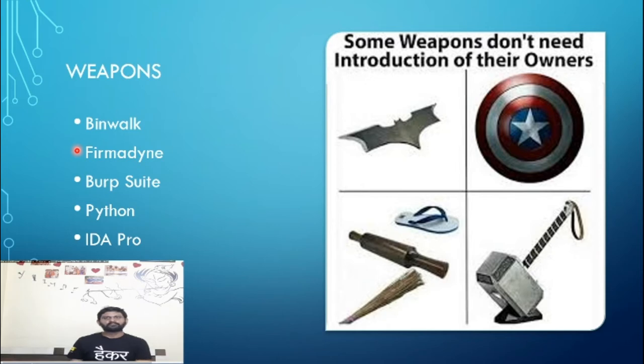So Firmadyne is a mixture of multiple tools, and you can use it for emulating. It's a really great tool, from what I've used till now. Burp Suite is our loved one, like everyone knows here, hopefully. Or if not, then Burp Suite is a proxy tool through which you can intercept a web request, right? So it's a proxy tool. And to automate the stuff, we need Python. With the help of Python, you can automate most of the stuff that we are doing on a regular basis.